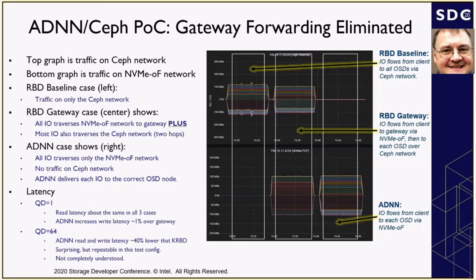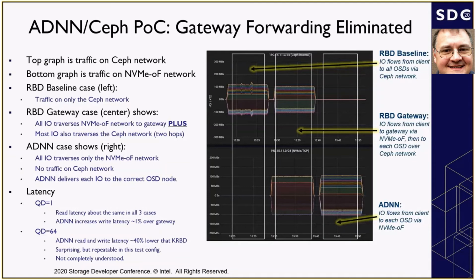And because there are 8 OSD nodes and 7/8 of the I/O is not on that node, you can see that we have almost as much Ceph network traffic in the second case as we did in the first case. And of course, we have all of that traffic on the NVMe TCP network. So you're paying for it almost twice as much.